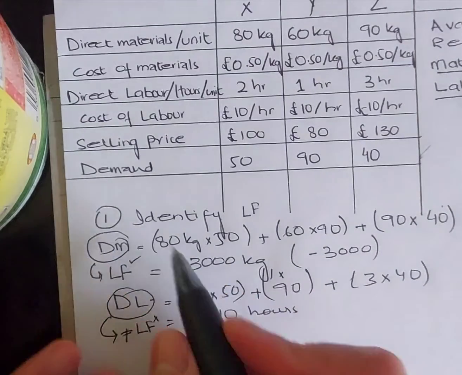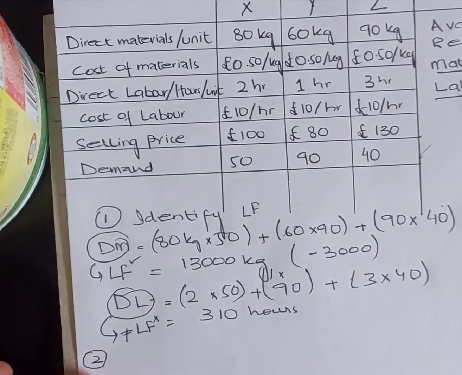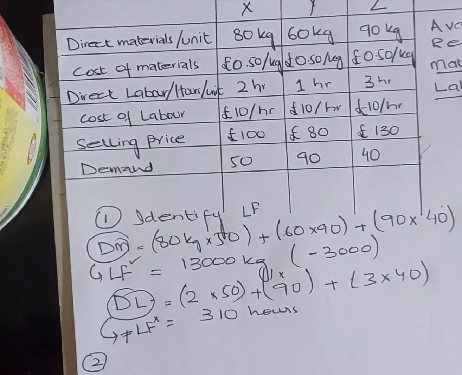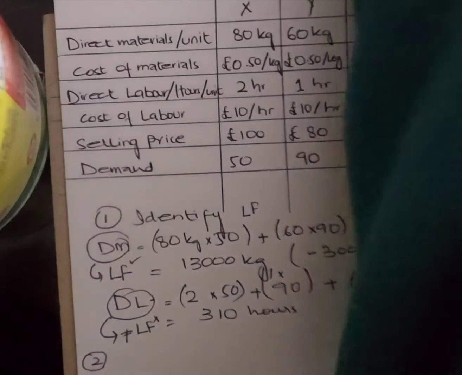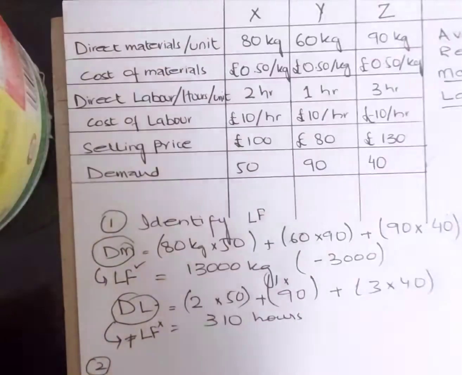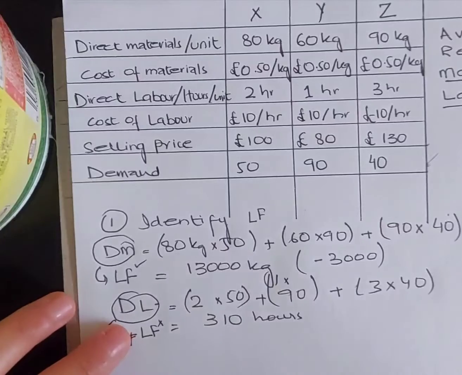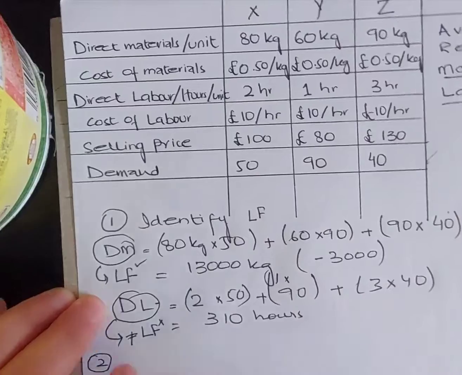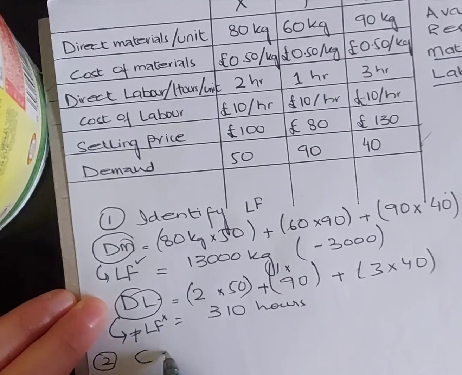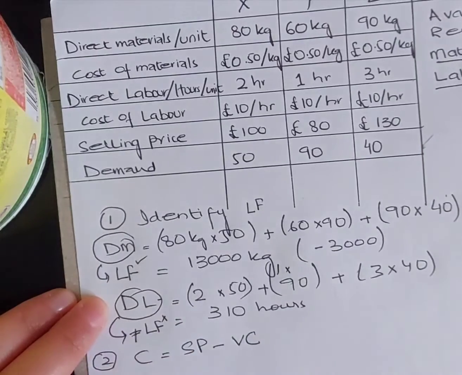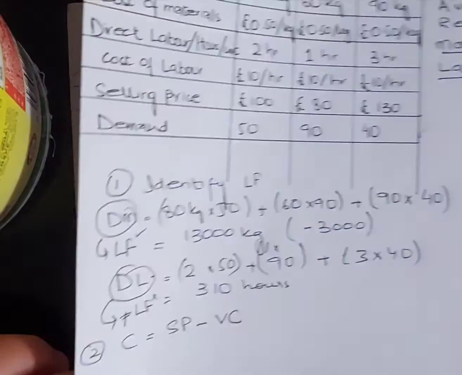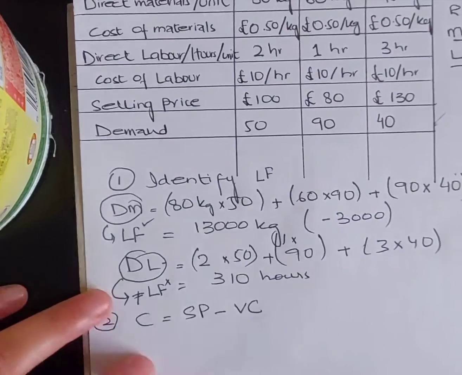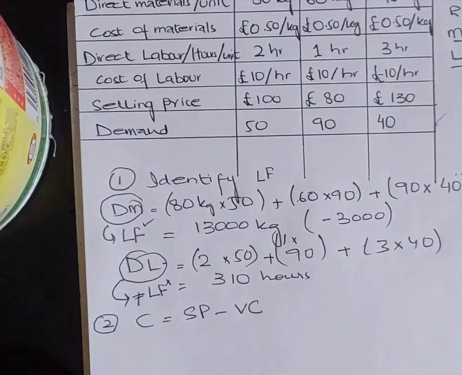The second step to this question is to find the contribution per physical unit of each product, and that's just what we're going to do. We need to know what contribution is: it's the selling price minus your variable cost. I think I should continue this question on some other page.